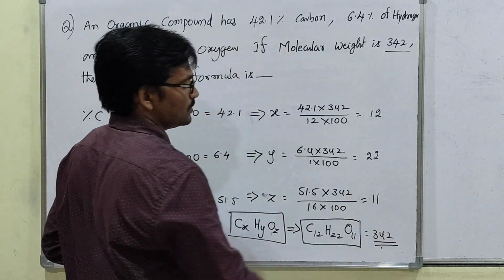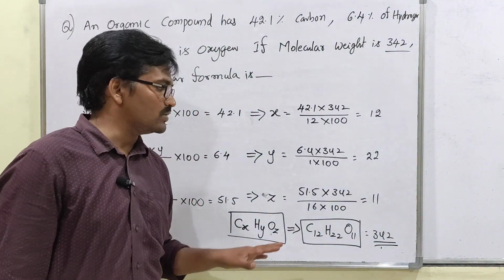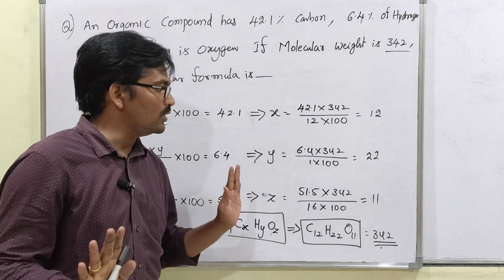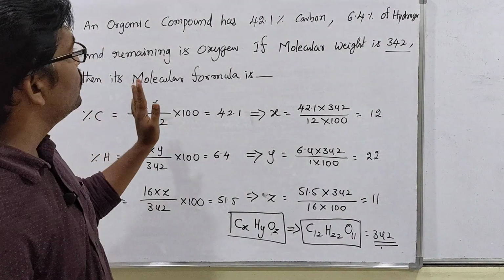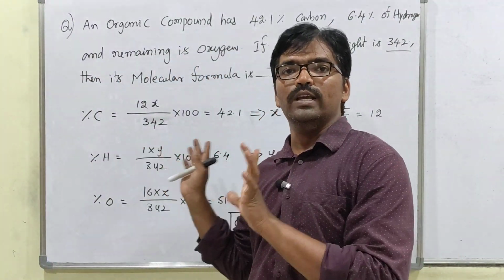Its molecular weight will be 342. That is either sucrose, maltose or lactose, a disaccharide with molecular weight 342. So whatever it may be, you have to do the problems based on empirical formula and molecular formula like this.